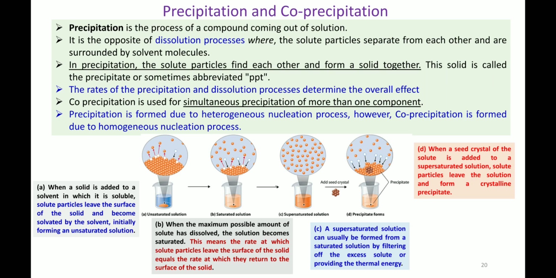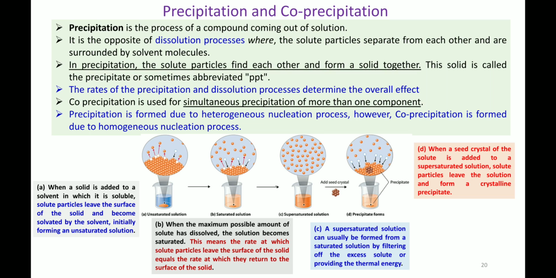So what is co-precipitation? Co-precipitation is used for simultaneous precipitation of more than one component. Here it is not a single component; we have to add one more component which will help to initiate the precipitation, and if this is the case, then we call this co-precipitation. So precipitation is formed due to a heterogeneous nucleation process. However, co-precipitation is formed due to a homogeneous nucleation process.